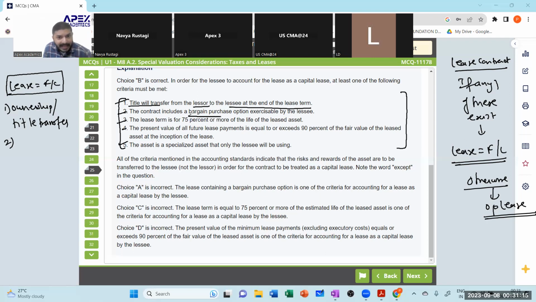Contract includes a bargain purchase option exercisable by the lessee. What is the meaning of bargain purchase option?